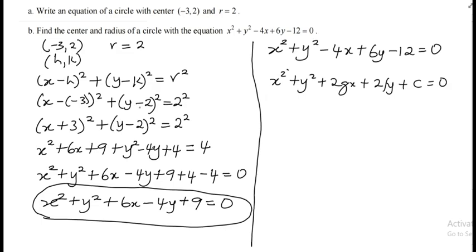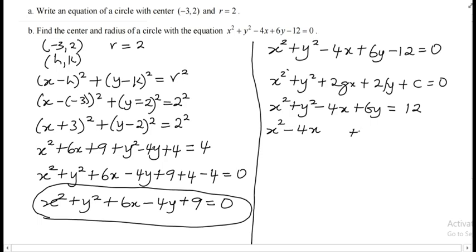Okay, let us rearrange this equation. We have x² + y² - 4x + 6y, and isolating the constant, we have plus 12 on the other side. So let's bring x² - 4x together, then put y² + 6y together, which is equal to 12.